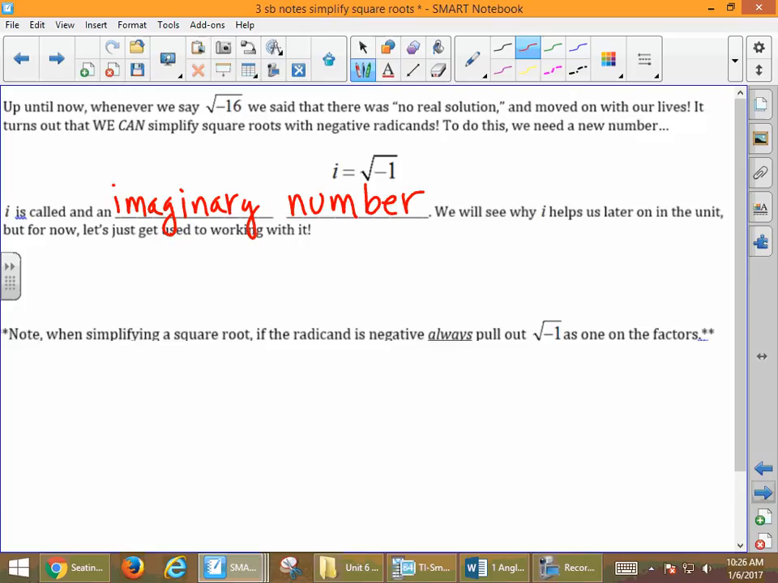But the important part here is with the double star. When simplifying a square root, if the radicand is negative, always start with the square root of negative 1 as one of the factors. Always.